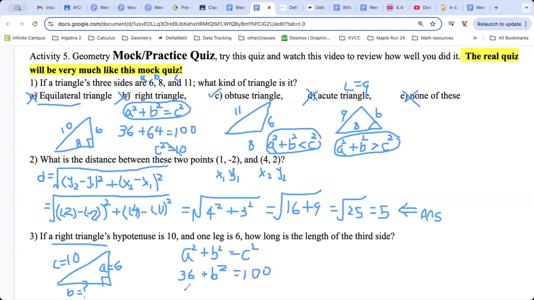So what we have to do is subtract 36 from both sides. So B squared minus 36 on both sides is equal to 64. 100 take away 36 is 64. And how long is B? B is going to be the square root of 64. You take a square root on both sides. So 8 times 8 is 64.